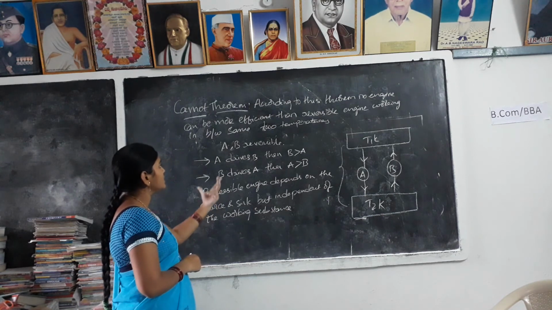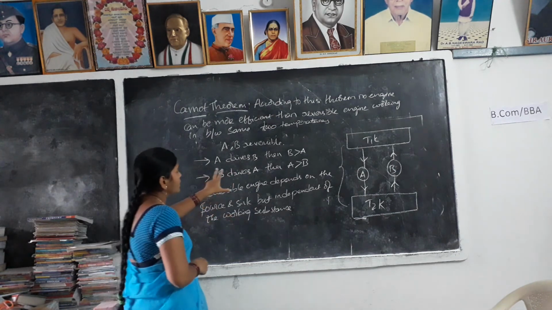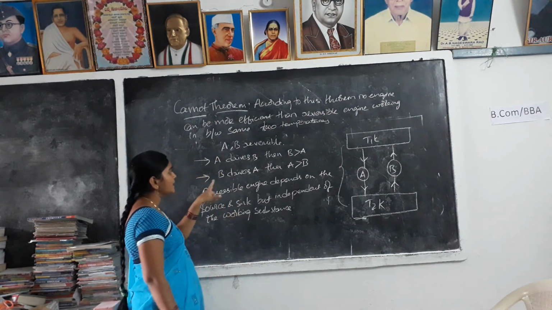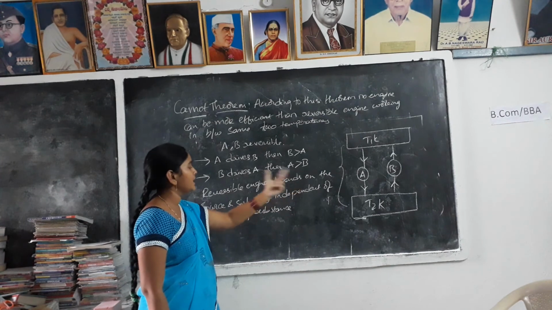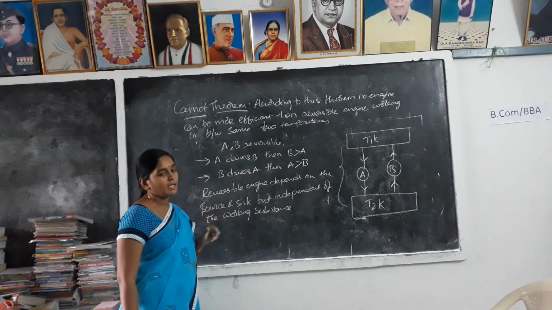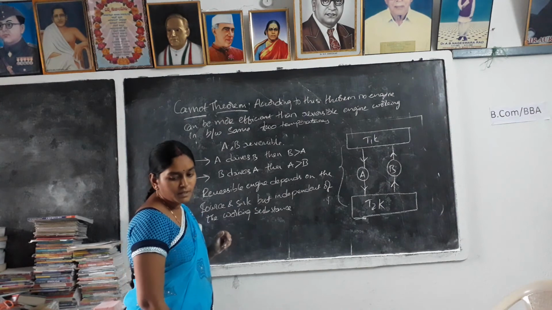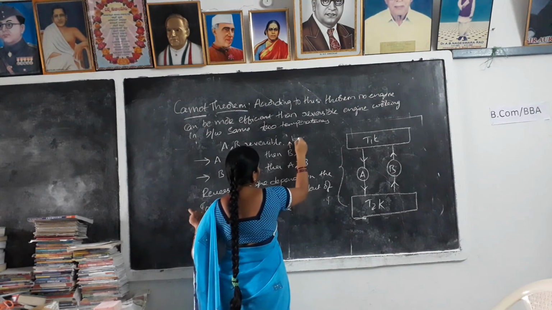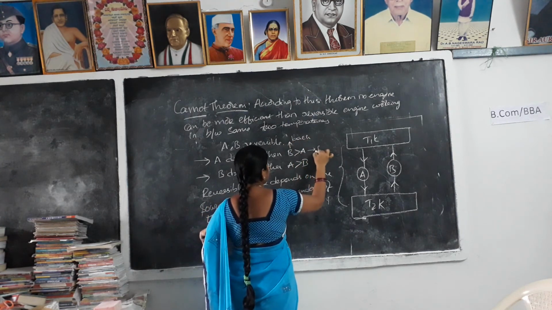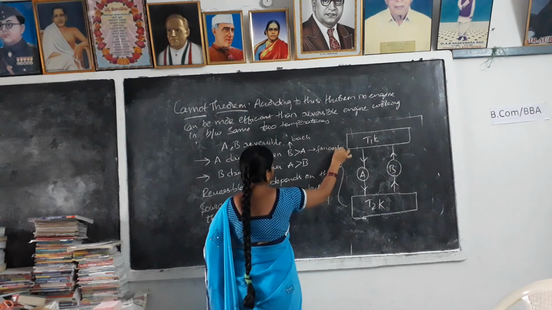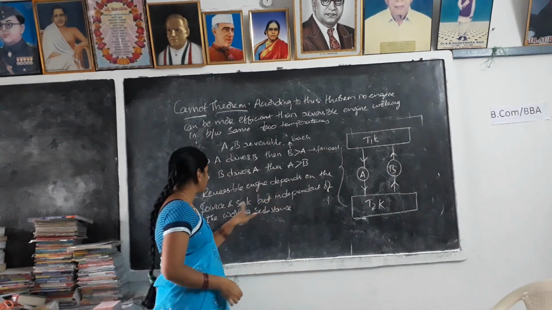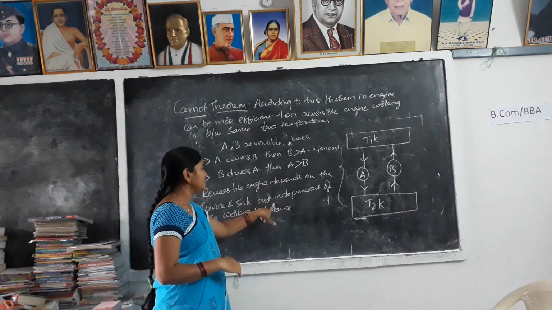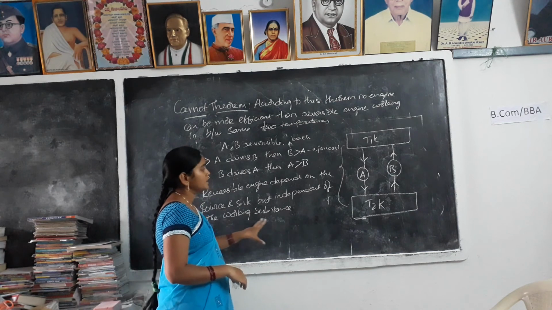Next, how the reversible engine depends: if we consider two reversible engines in between the two temperatures, if A drives B, then B is greater than A. If B drives A, then A is greater than B. That means here B is taken as backward and A is taken as forward. Right? That means the reversible engine depends upon the temperatures, that means source and sink. But it is independent of the working substance.